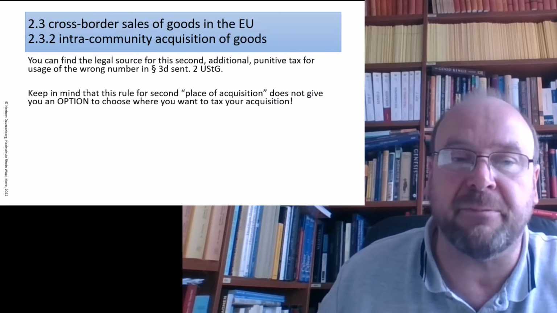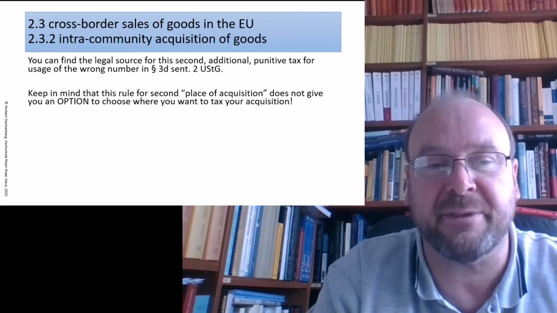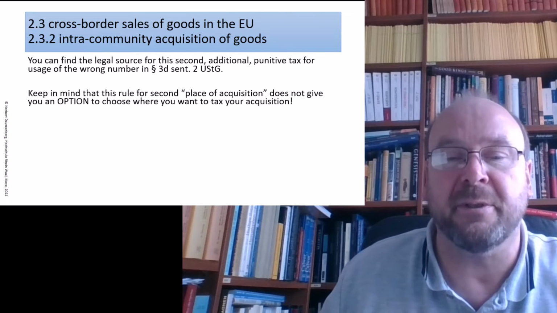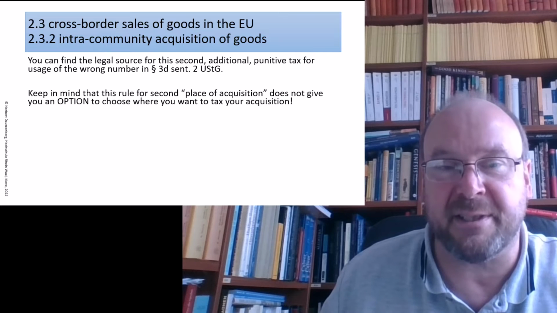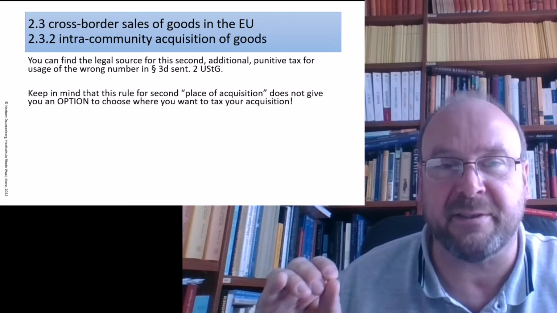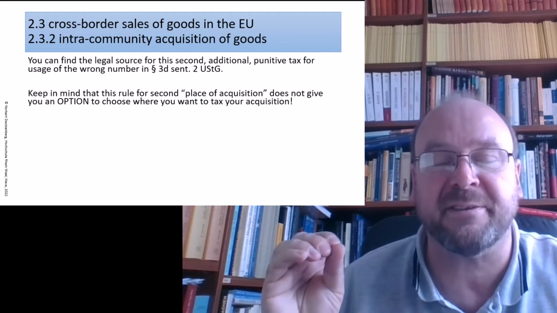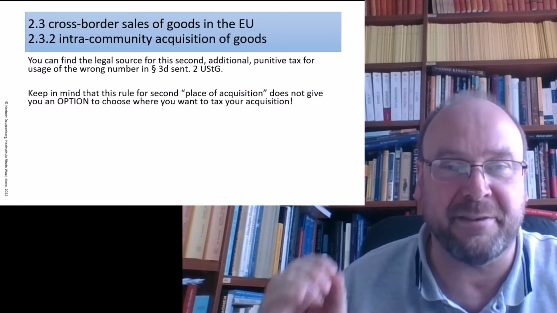Yeah. The legal source for this second additional punitive tax is 3d sentence 2. So keep in mind that under sentence 2, you have to pay acquisition tax in the country where you took the number from. It's not an option to get rid of sentence 1. It is an additional tax.